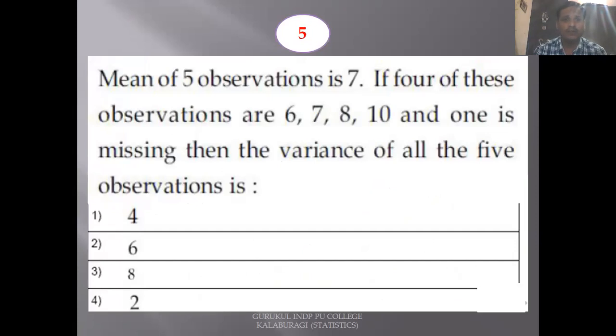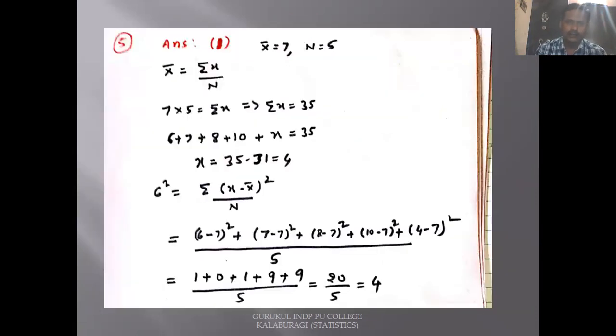The mean of 5 observations is 7. If 4 of these observations are 6, 7, 8, 10 and 1 is missing, find the variance of all 5 observations. First we need to find what data is missing among the 5 observations. After finding that data, we need to find the variance of the resulting data. So x bar is given as 7, and the number of data will be 5.